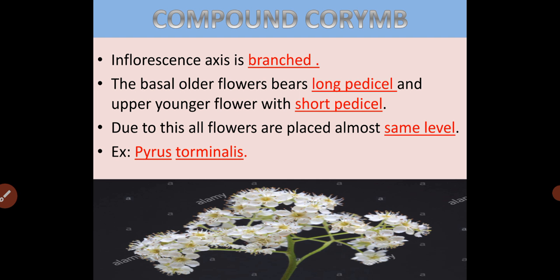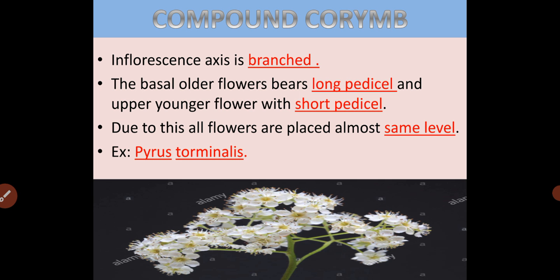The next one is the compound corymb. It is the case in which the axis is branched, the basal older flowers having the long pedicel and the upper younger flowers with short pedicel. Due to this, all flowers are almost placed at the same level. Example, Pyrus terminalis.